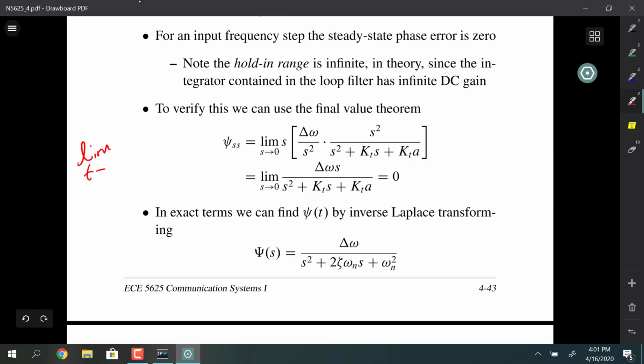We want the limit as t goes to infinity of psi of t when phi of t is equal to 2 pi delta f, yeah, 2 pi delta f times t. Got too carried away there.